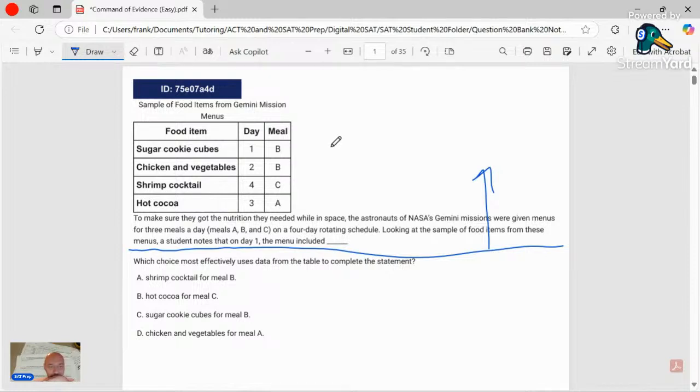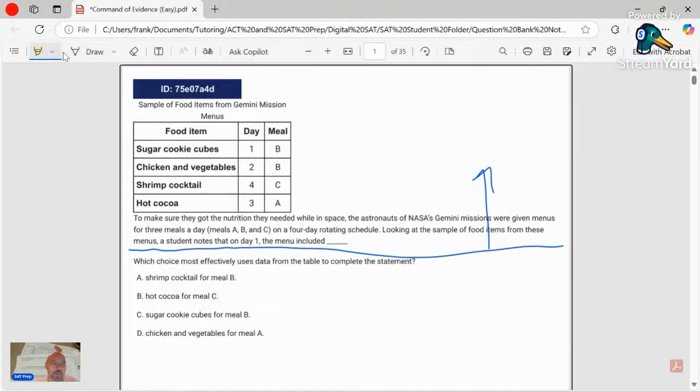So the first thing, I read the question: which choice most effectively uses data from the table? So this is command of evidence that has to do with a table. I would recommend that the first thing you do, you can do one of two things. A, check each answer choice to see if it meets whatever task the question sets. And then number two, if there's more than one left, eliminate those that don't accurately portray data from the table, or pick the one that does.